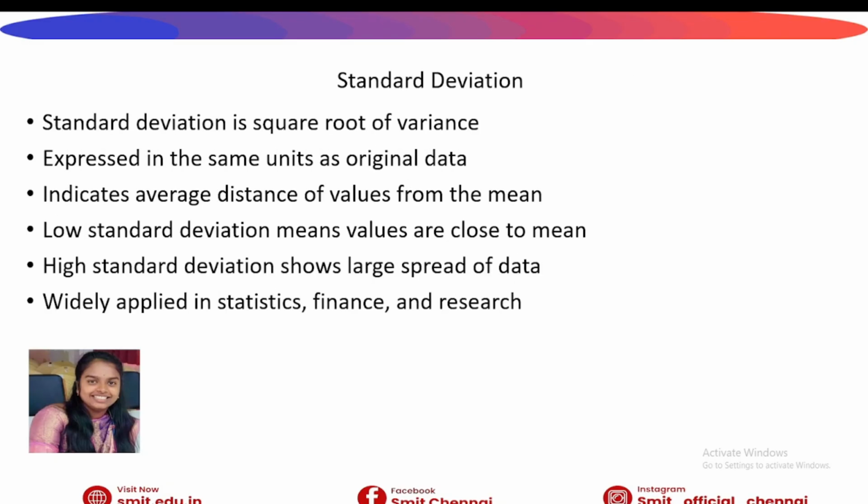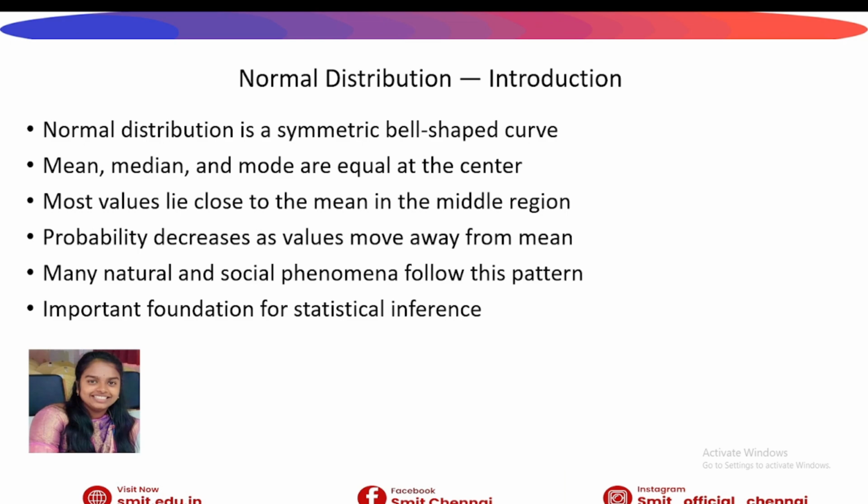See, standard deviation, SD, is the square root of variance. This is the formula for SD. Expressed in the same unit as the original data. Indicates the average distance of values from the mean. Low standard deviation means values are close to the mean. High standard deviation shows a large spread of data. Widely applied in statistics, finance and research.